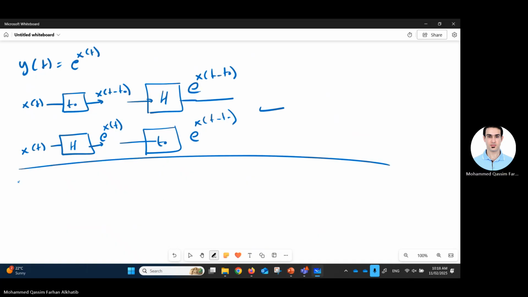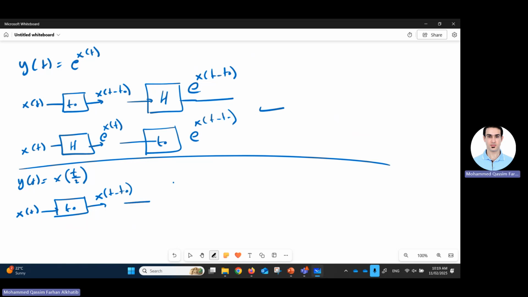Okay. y of t equals e to the power x of t over 2. As I mentioned, with any time scaling, the system is time varying, but let's confirm that. So you have x of t. Let's apply shift t naught, and you'll get x of t minus t naught. Then apply it to the system h, we will get x of t minus t naught over 2. Again, assume this one is alpha, and you'll get x of alpha over 2, then substitute back alpha.